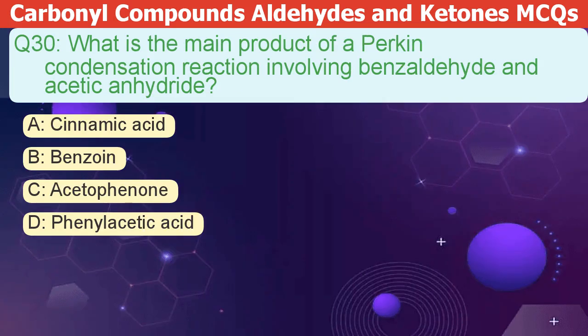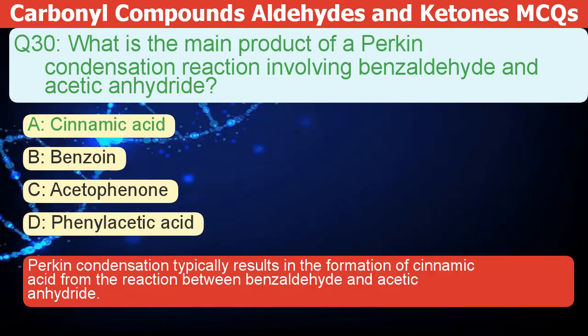What is the main product of a Perkin condensation reaction involving benzaldehyde and acetic anhydride? A. Cinnamic acid. B. Benzoin. C. Acetophenone. D. Phenylacetic acid. The correct answer is A. Perkin condensation typically results in the formation of cinnamic acid from the reaction between benzaldehyde and acetic anhydride.